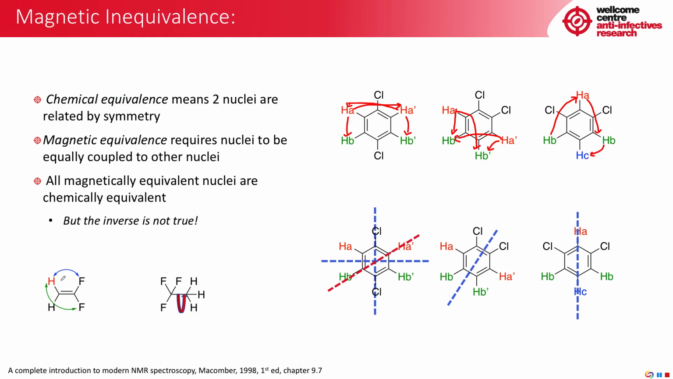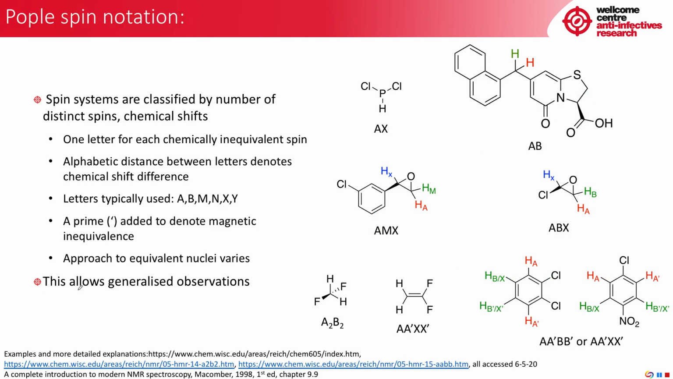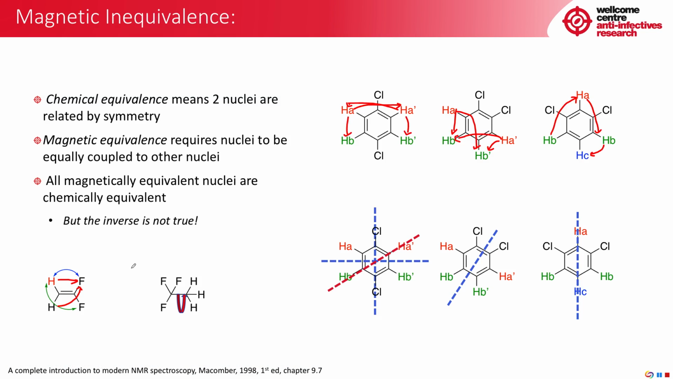You can see here, this is difluoroethylene, and you'd think at first glance that these two protons are equivalent, and chemically they are. However, each has a different coupling relationship to each of the two fluorines. So this is not the same as that. And these protons are therefore magnetically inequivalent.